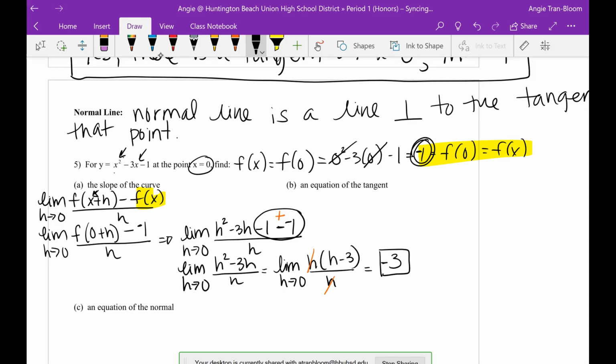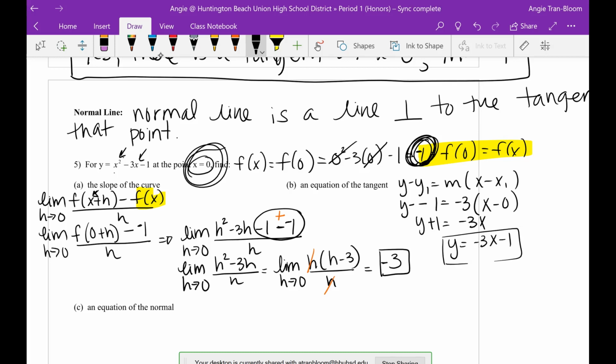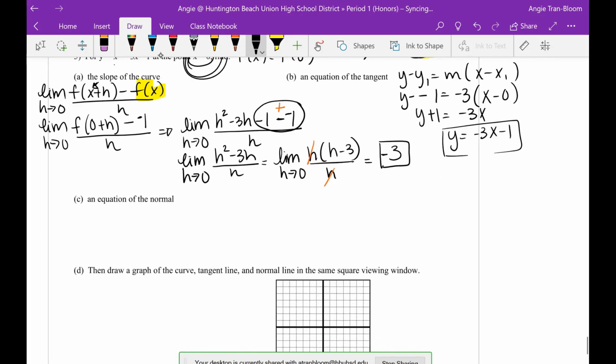Write an equation of the tangent. y minus y1 equals m times x minus x1. Your point, y minus negative 1, comes from right here, equals your slope, negative 3, times x minus 0. So y plus 1 equals negative 3x. Move the 1 over, so your final equation is y equals negative 3x minus 1. That's the tangent. Part C is going to ask you to find the normal.